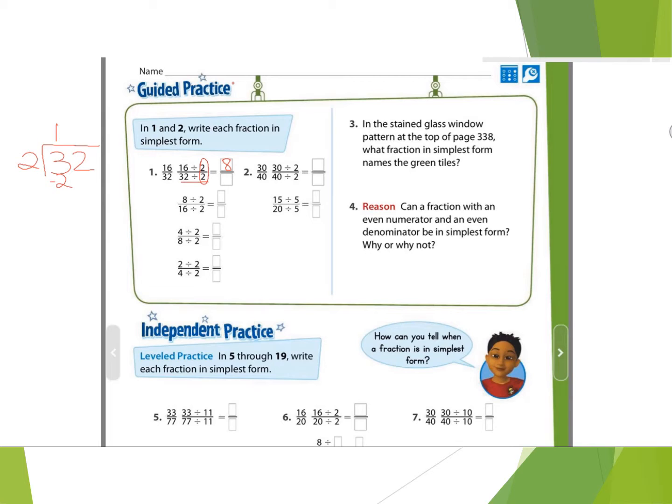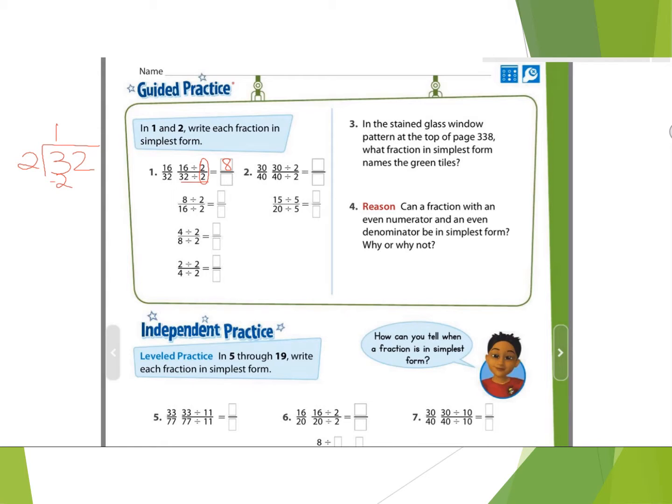So we could have done 16 over 32. We could have divided by 16 over 16, which is equivalent to 1. 16 divided by 16 is 1. 32 divided by 16 is 2. And that would have gotten us to our simplest form a quicker way. So you can divide by lots of factors until you get to the final one. But if you find the greatest common factor, then you only have to do it once.